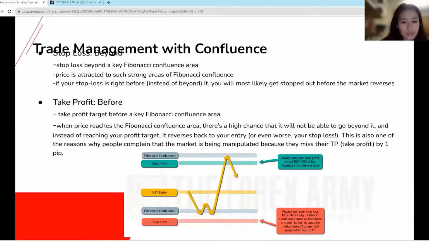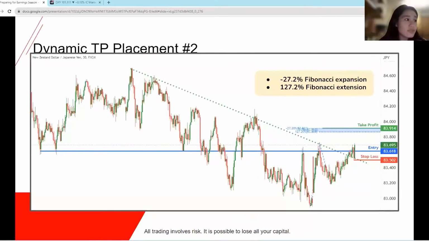Okay, now we take a look at a couple of dynamic take profit placement examples, just to show you guys a couple of real life price examples. So here we have a negative 27.2% Fibonacci expansion that lines up nicely with the 127.2% Fibonacci extension. You can see this over here at this blue highlighted area. So that's where we've placed our take profit. And as for our entry, we've placed it at this overlap area.